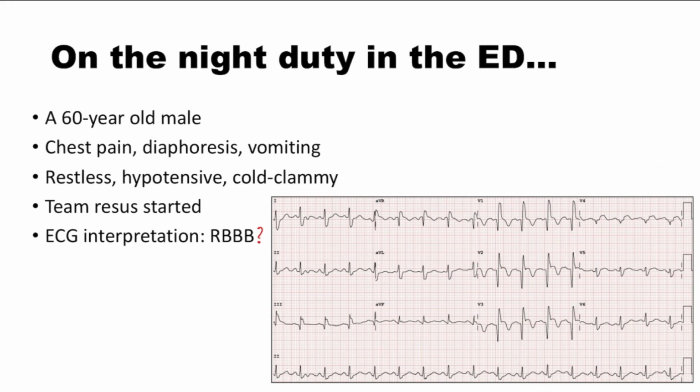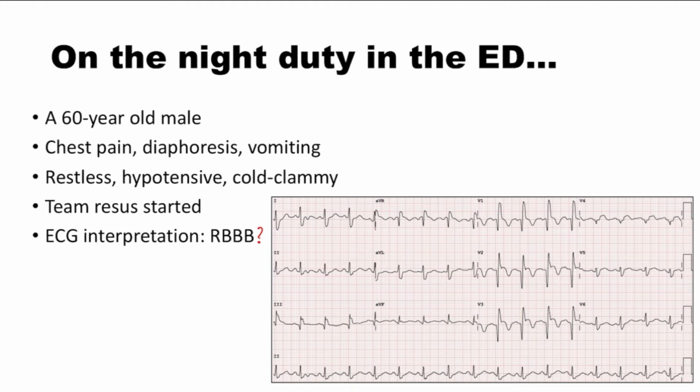Imagine that you are on a night duty in your busy emergency department when your team is handed over a 60-year-old male patient who presented to the triage with chest pain, diaphoresis, and repeated episodes of vomiting. He's restless, he's hypotensive, and he's got cold, clammy extremities. You start the resuscitation, you get an ECG done.